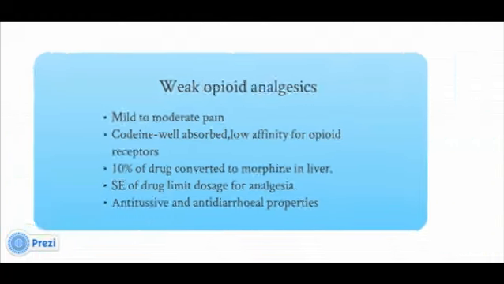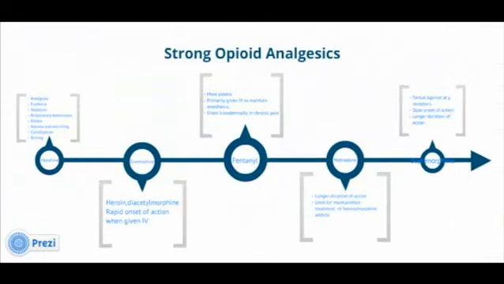Going on to stronger opioid analgesics, which are primarily used in the treatment of dull or poorly localized pain. Parenteral morphine is widely used to treat severe pain, whereas oral morphine is the drug of choice in terminal care. We'll be discussing the common strong opioid analgesics available and the different properties each one possesses.